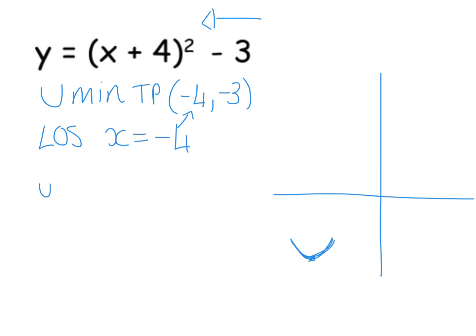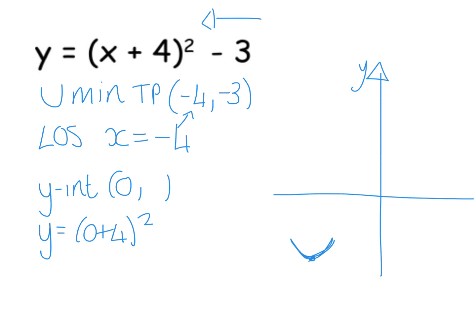So to get your y-intercept, please remember, anything on your y-axis has got an x-coordinate of 0, so it's 0 something. So if you plug 0 into your original equation, you will have 0 plus 4, all squared, and then take away 3. So 0 plus 4 is 4, squared is 16, 16 take away 3 is 13. So when I draw this, it needs to have a positive y-intercept, so wish me luck.